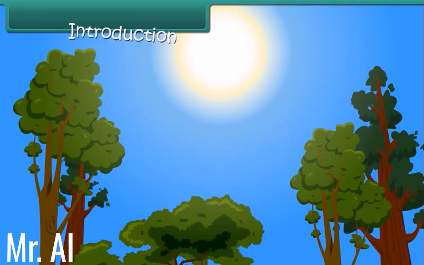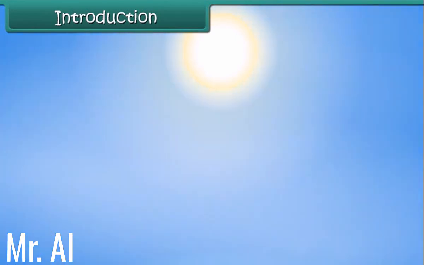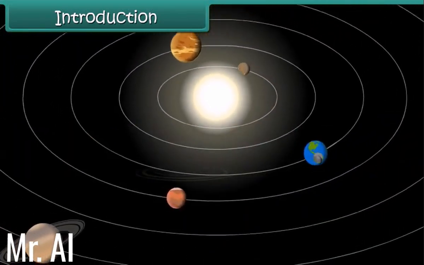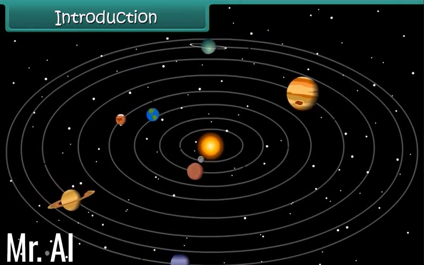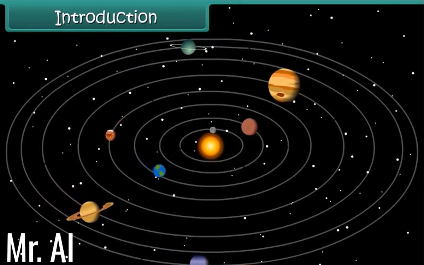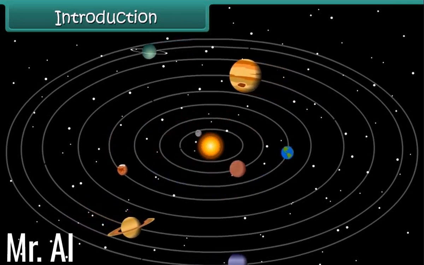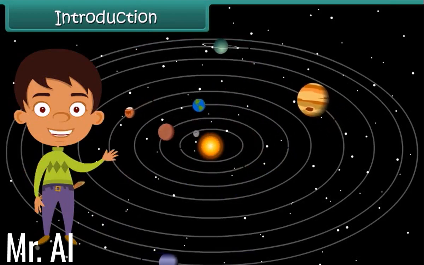Introduction. The solar system is the Sun and the group of planets and bodies that orbit it. The Sun is the center of our solar system. Planets and other bodies like comets and asteroids orbit or go around the Sun. In this lesson, let us learn more about the solar system.